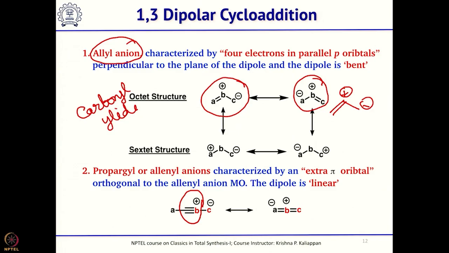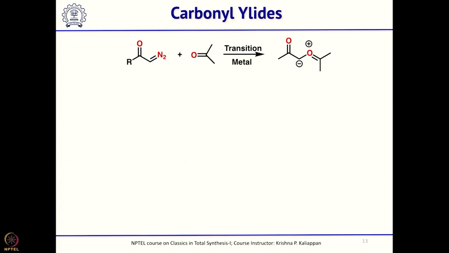And nitrile oxide belongs to this. Okay. So nitrile oxide is used for synthesis of Illudin C, and the other one is used for Illudin M. And when we talk about carbonyl ylide, how are carbonyl ylides generated?